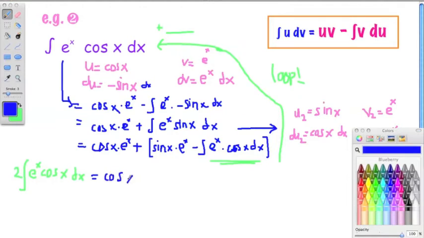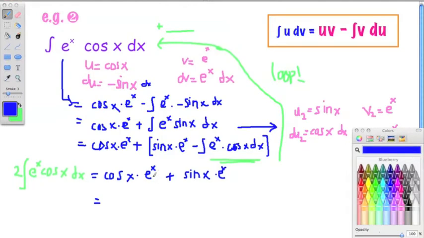As usual, cos x times e to the power of x plus sin x times e to the power of x. And then to get the answer, we simply divide it by 2. But first we will bring e^x in the front.